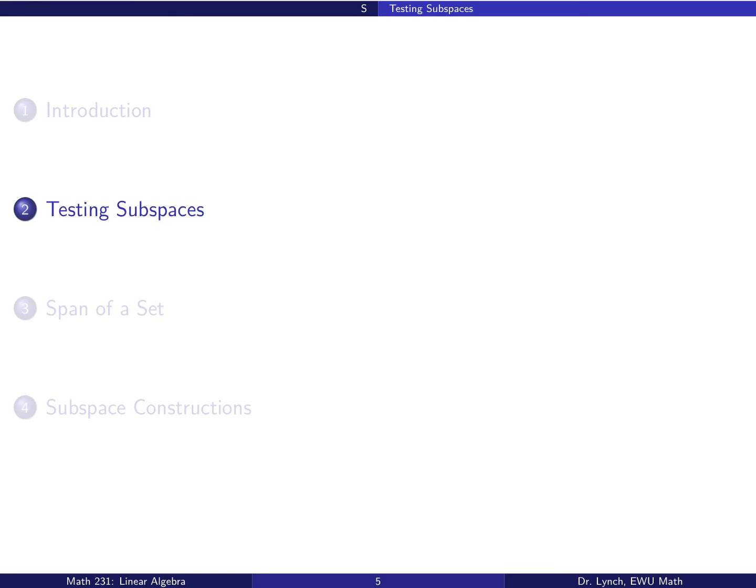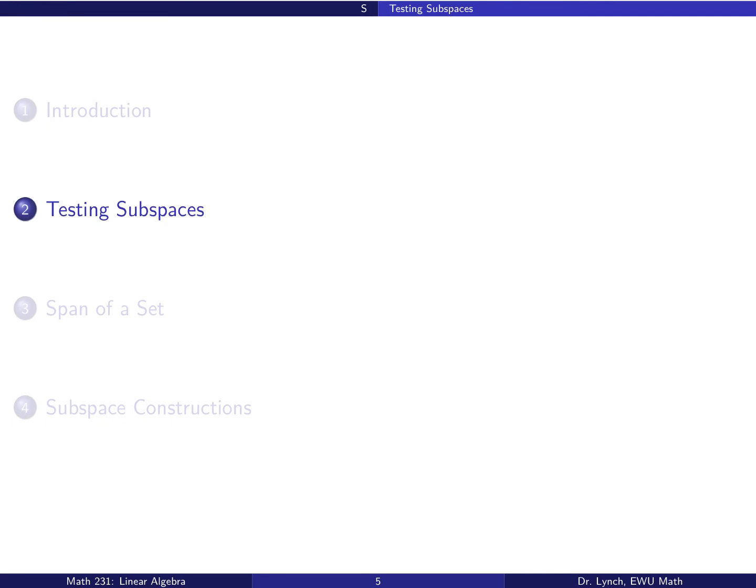Okay, as it turns out, you don't have to check all 10 properties every time. There's a theorem that tells us whether a subset is a subspace. And it turns out that all you have to check are the previous two definitions.